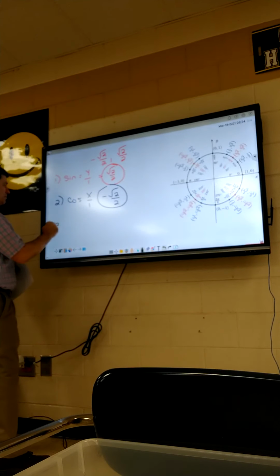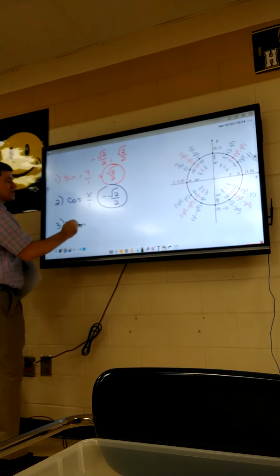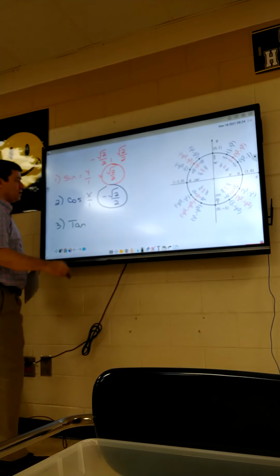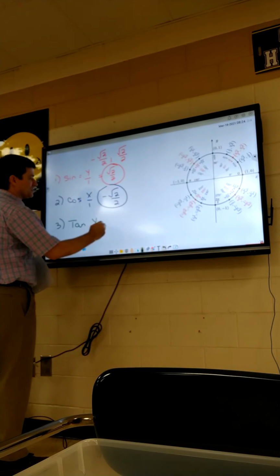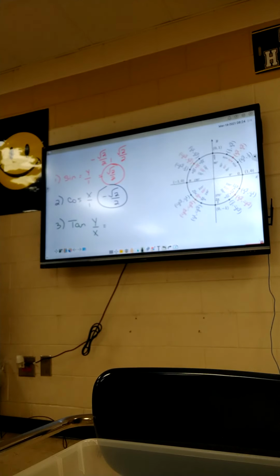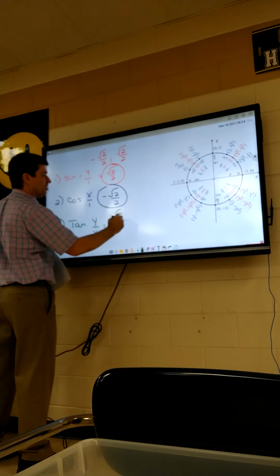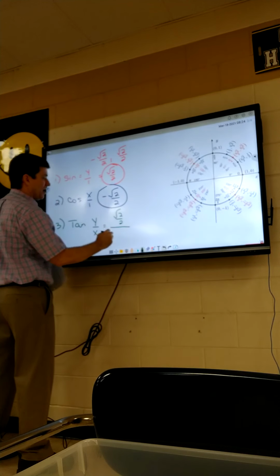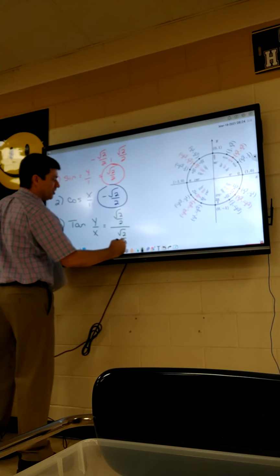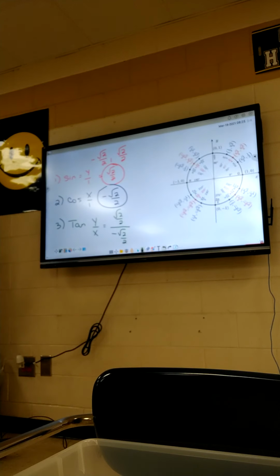The third one gets a little bit hard. Let's do number 3. Tangent. What's the formula? Y over x. This is where you guys are going to have to work it out by hand. You will not have a calculator. Take your y. Y'all just watch me do it first. I got root 2 over 2 divided by your x, which is negative root 2 over 2.